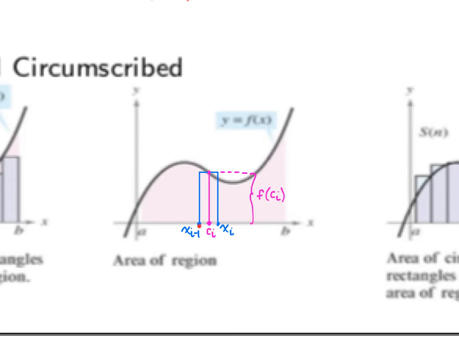And the goal would be to get the x sub i minus 1 and the x sub i so close to each other that we call it this c sub i, okay? That would be our goal, and we'll get into that later on.